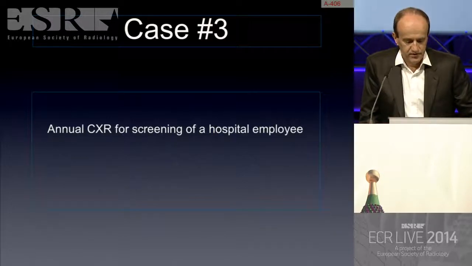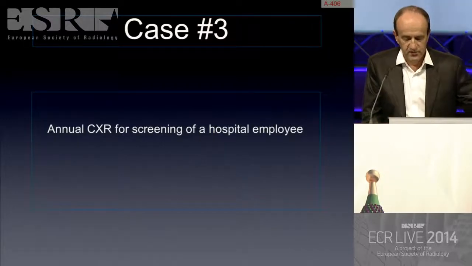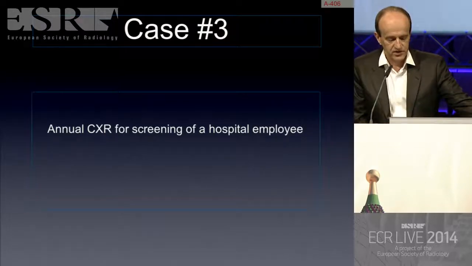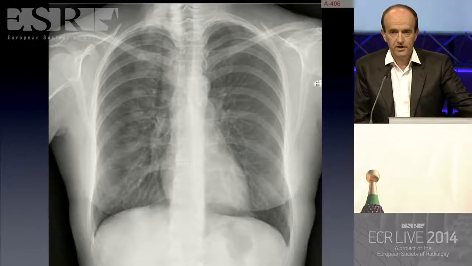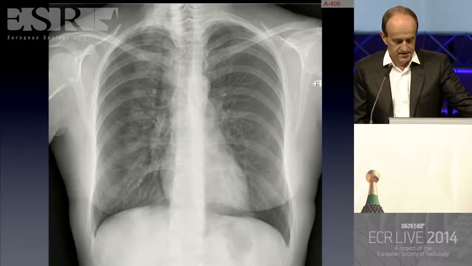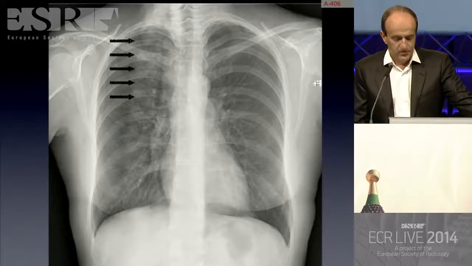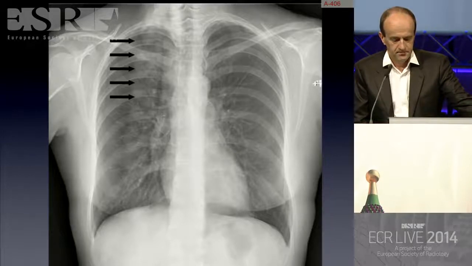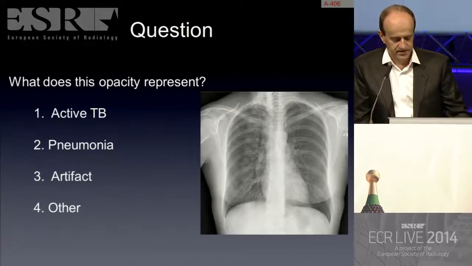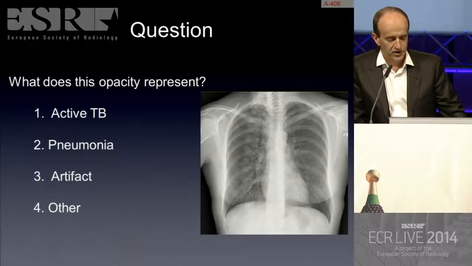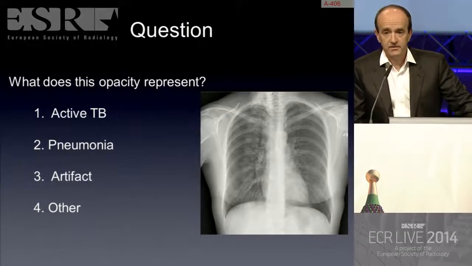Now we have case 3 with a hospital employee undergoing a chest radiograph for screening. This is the radiograph. Most of you have seen this abnormality. And the question to you is, what does this opacity represent? Active TB, pneumonia, artifacts, or other? Please vote now.